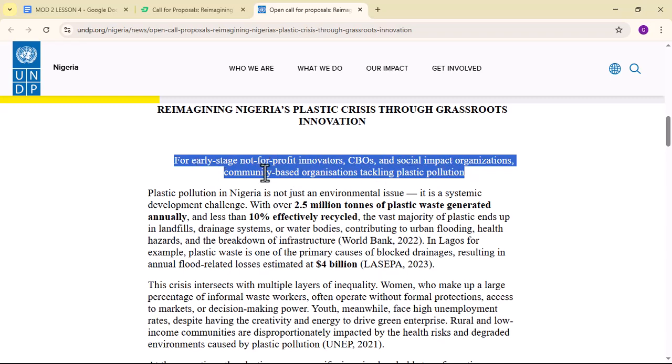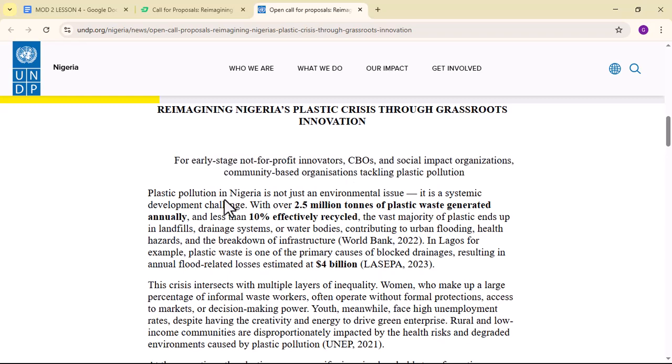Now, this is not a grant for individuals, so that means that you cannot apply as an individual for this particular grant. You have to be either a non-profit, a community-based organization, a social impact organization, or a community-based organization that is tackling plastic pollution. So now they talk about the problem here. Plastic pollution in Nigeria is not just an environmental issue; it's a systemic development challenge.